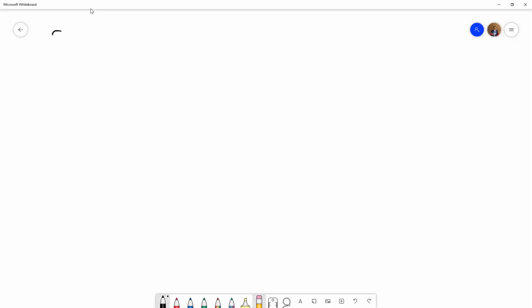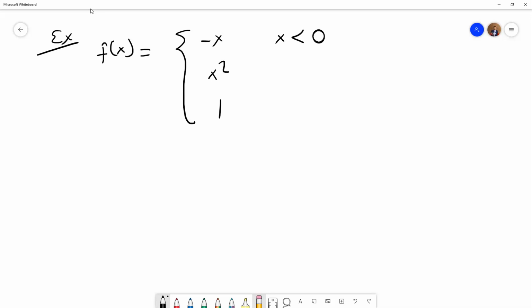And this is the last example, by the way. f(x) is equal to minus x, x squared, and 1. And minus x is if x is smaller than 0, and x squared when x is between 0 and 1, they are equal also, and 1 when x is bigger than 1. Now let's draw this one.